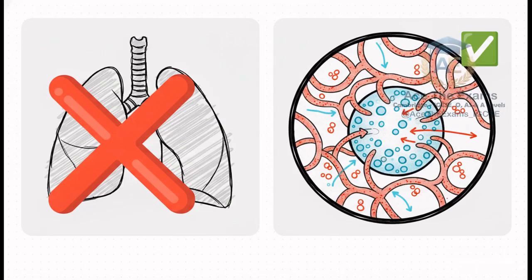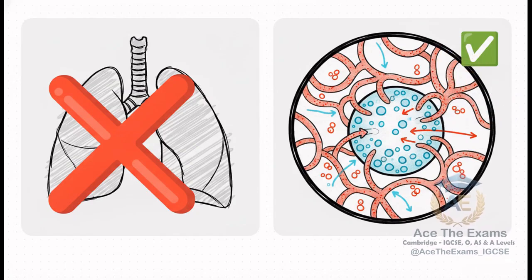Think about this classic, totally flawed student answer. Gas exchange happens in the lungs. Look, if you write this, you score 0 marks. None. It's so vague, and it's a super common mistake that will completely tank your score.